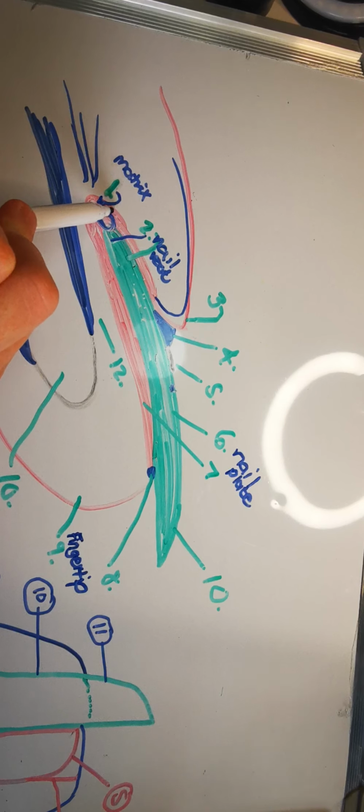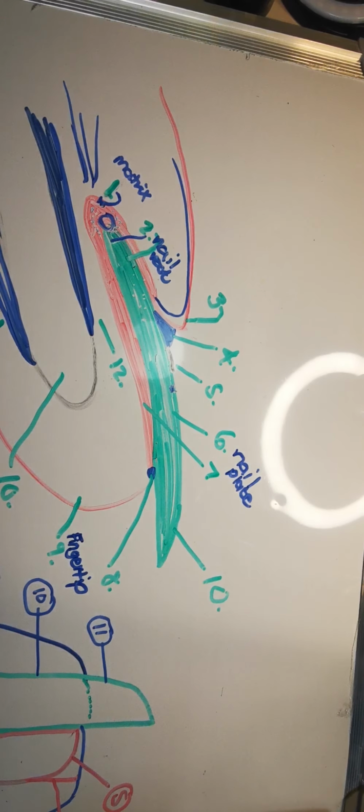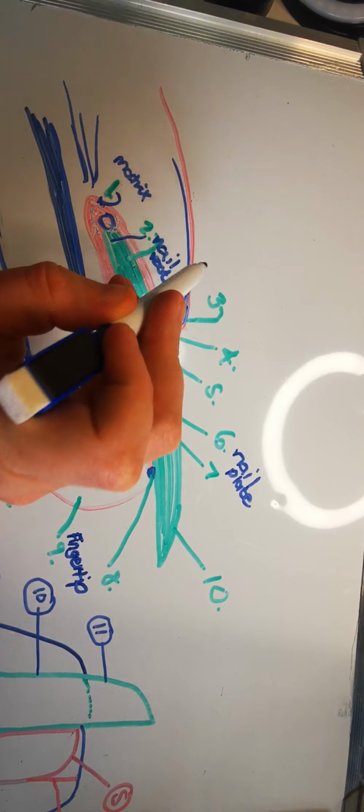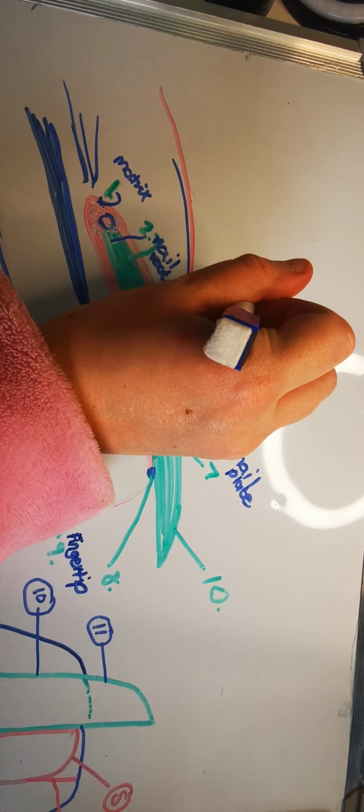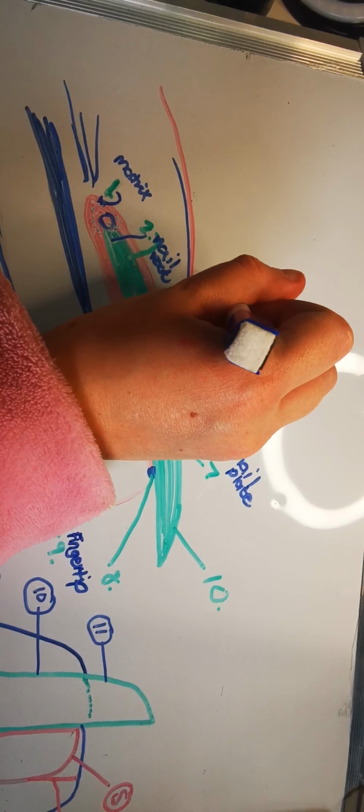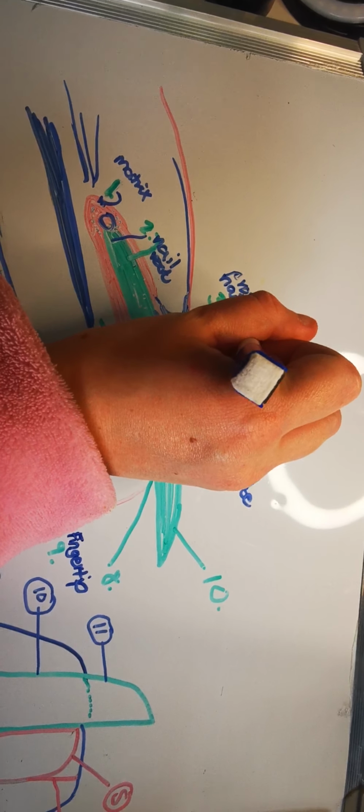So these are all blood vessels in here by your matrix, okay? And then you have your nail root. This skin here is called the proximal nail fold.